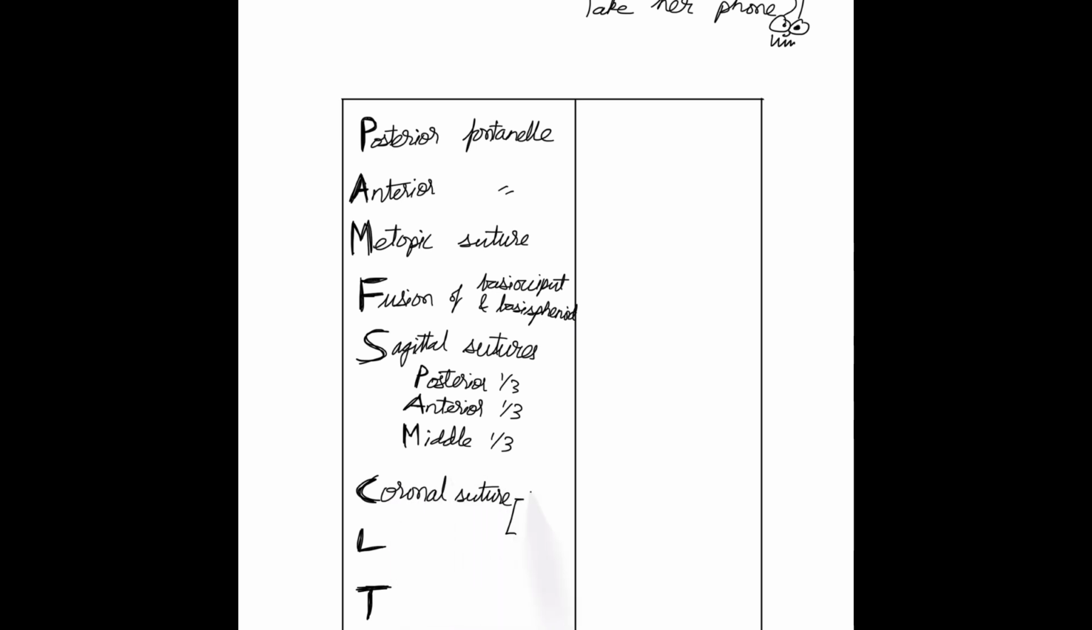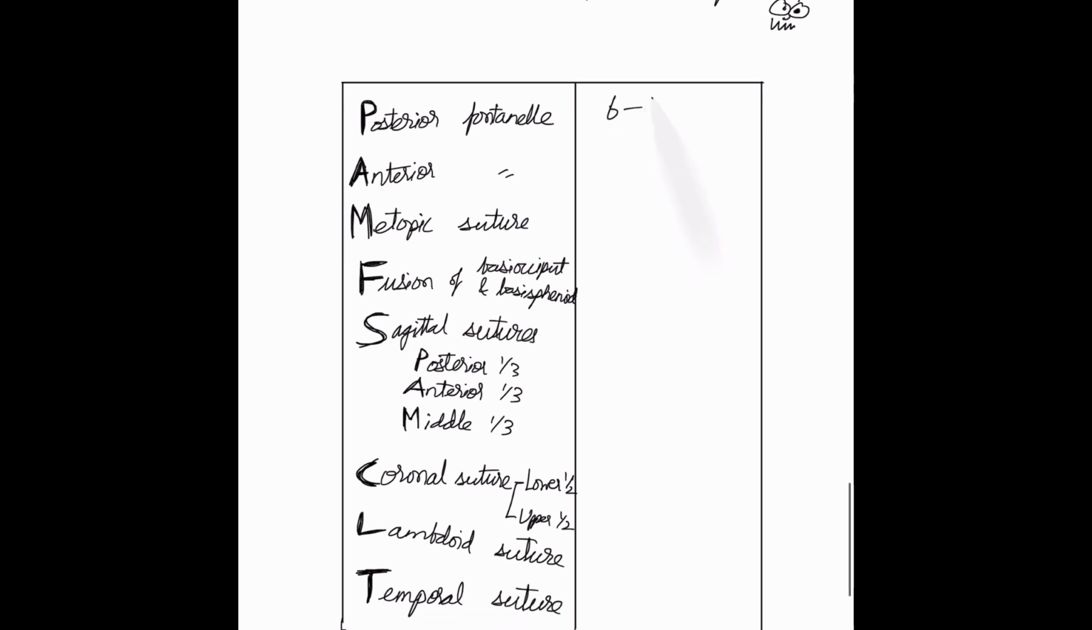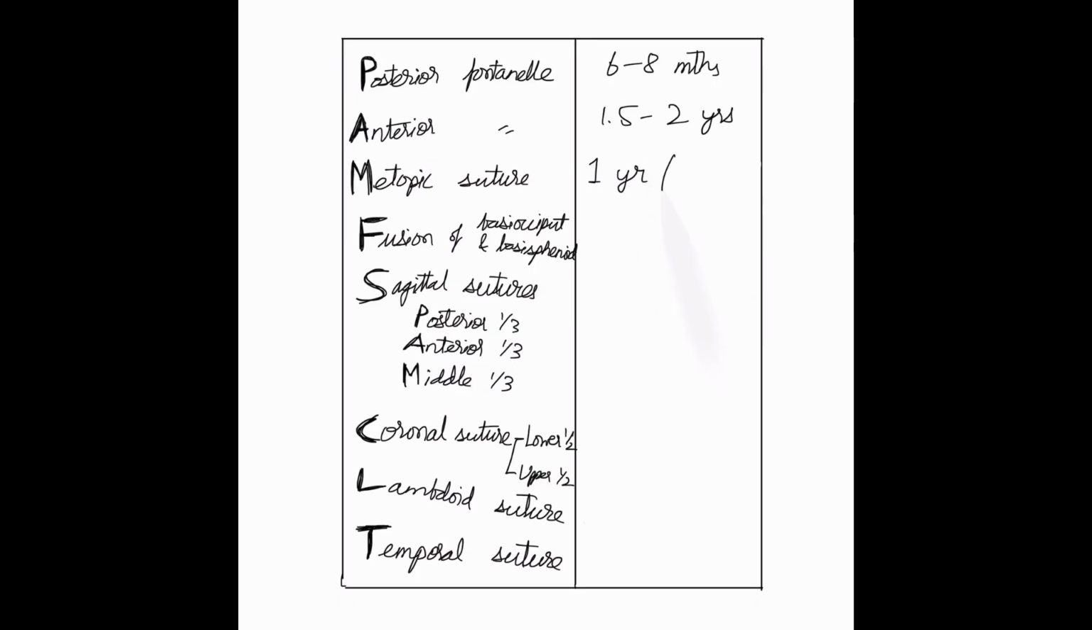If you want to visualize all of these, there's a diagram called a lateral skiagram, which would be very helpful. So firstly, we have the posterior fontanelle, which fuses at 6 to 8 months. Then the anterior fontanelle fuses at 1.5 to 2 years of age, and the metopic suture fuses by 1 year of age. However, in 10% of the cases, it can still persist.